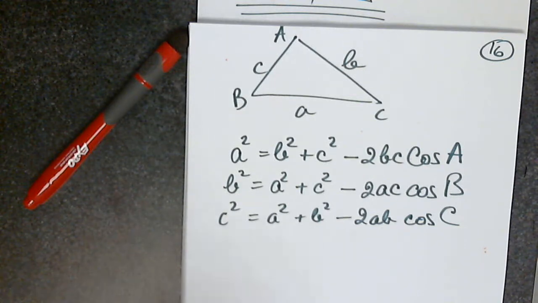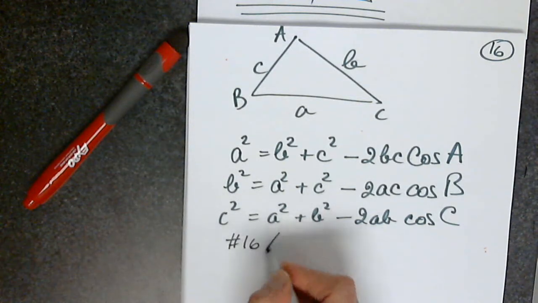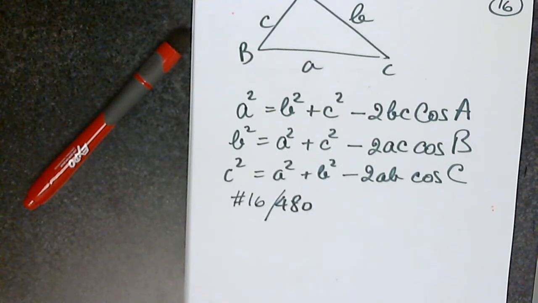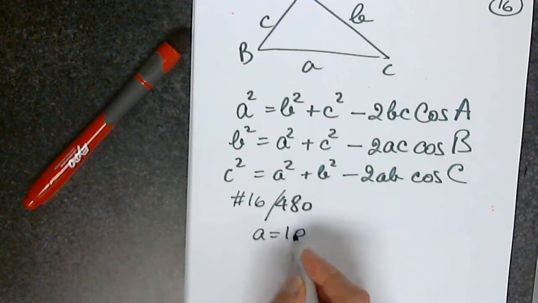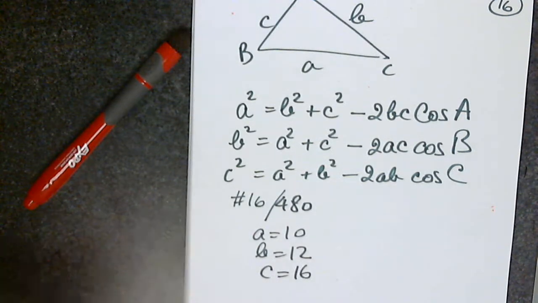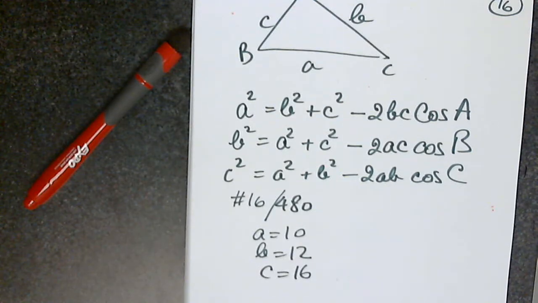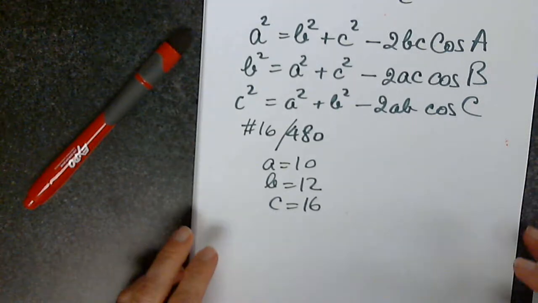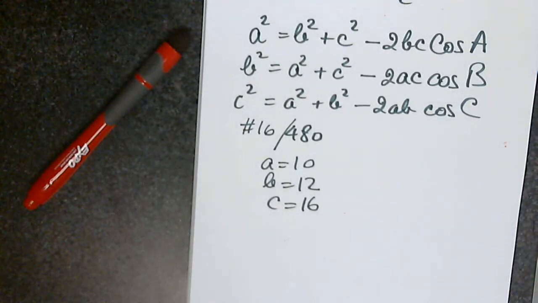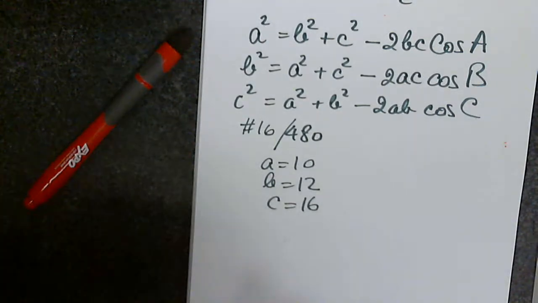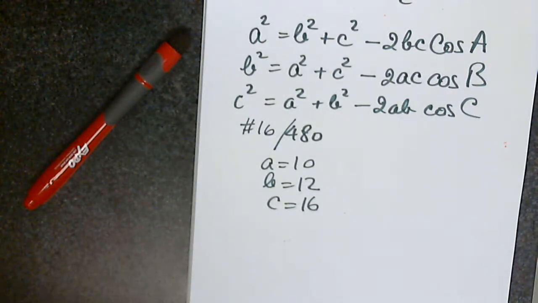Let's say problem 16 on page 480. A equals 10, B equals 12, C equals 16. Last problem. I know I have 5 minutes left, just this problem. We're asked to do the same thing. We're asked to solve the triangle, in which we have to determine what? What is left that I don't have?